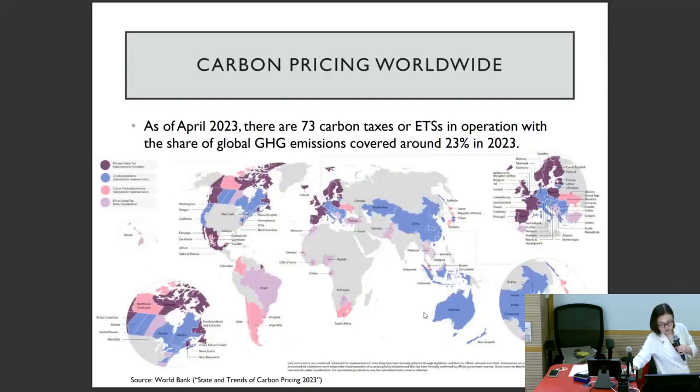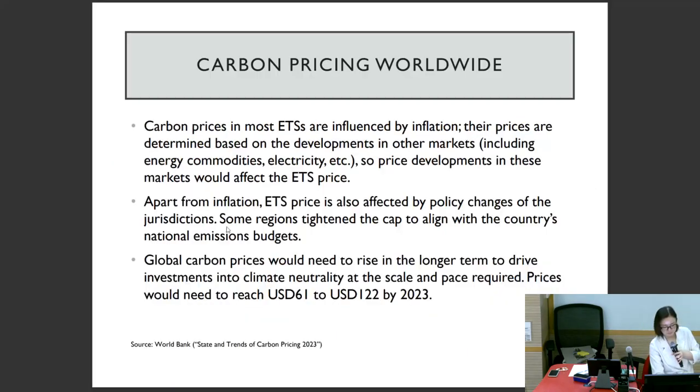Okay, as of April 2023, there are 73 carbon taxes or ETS in operation, with the share of global greenhouse gas emissions covered around 23%. Okay, so around one fifth of the carbon emissions is in the market, okay, in the ETS market. Carbon prices in most ETS are influenced by inflation. So their prices are determined based on the developments in other markets, including energy, commodities, electricity, etc. So price developments in these markets would affect the ETS price.